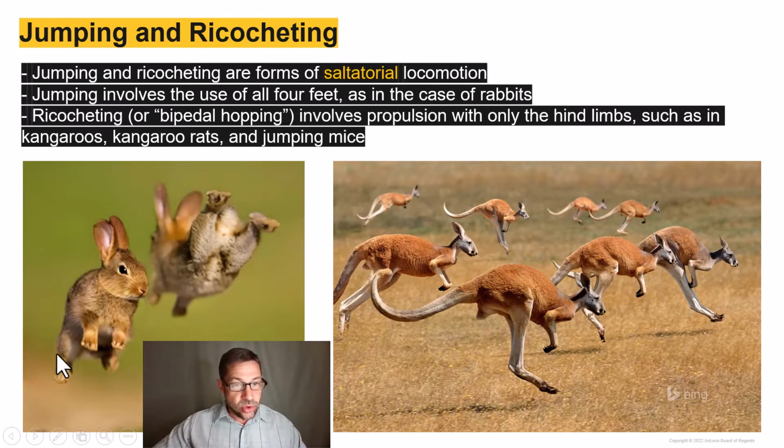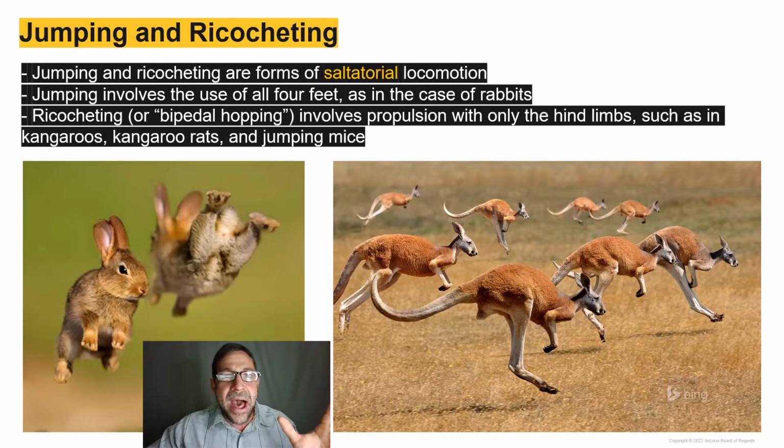Jumping and ricocheting are both forms of saltatorial locomotion. Jumping involves the use of all 4 feet, as exhibited by these rabbits, whereas ricocheting, also known as bipedal hopping, involves propulsion using only the hind limbs, such as in kangaroos, as well as the kangaroo rats and the jumping mice. Mammals that employ this ricochetal motion spend much of their lives in a bipedal position. And they're going to use those forepaws only occasionally for slow, short-distance movements.